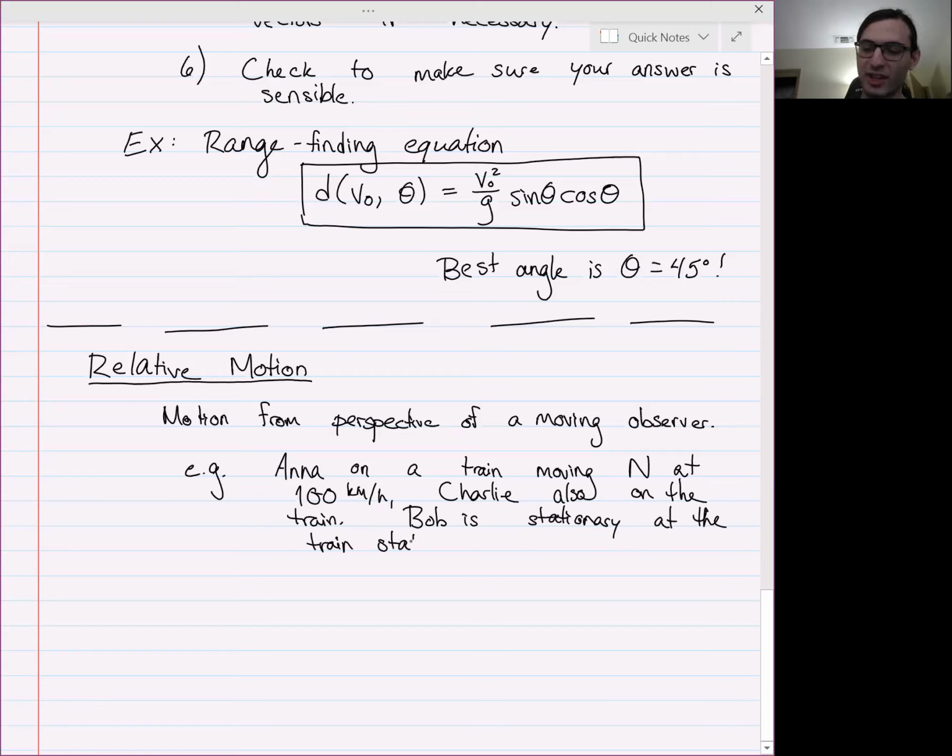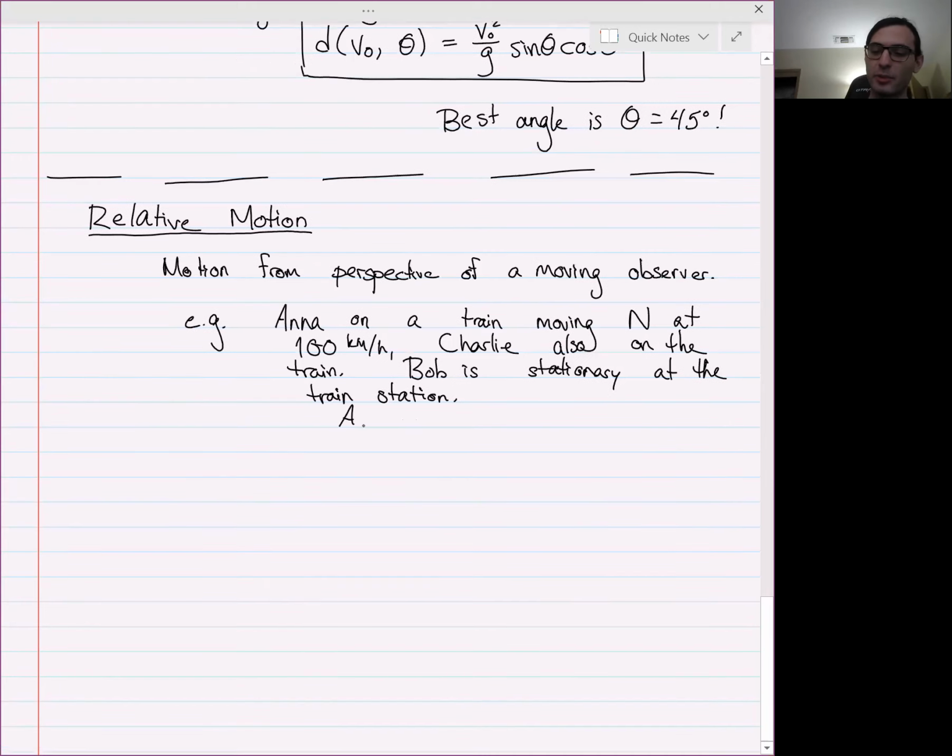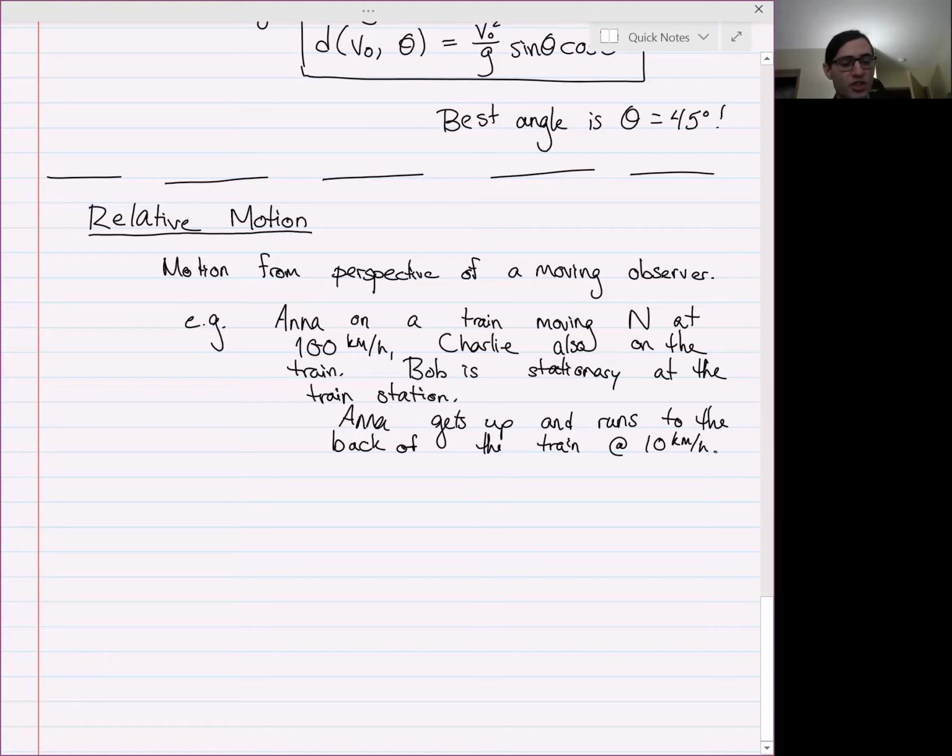Yes, Anna is traveling at the speed of light. So now Anna gets up and runs towards the back of the train at 10 kilometers an hour. So now you have a whole bunch of different people moving in different ways in different situations, and we want to understand what everybody sees.